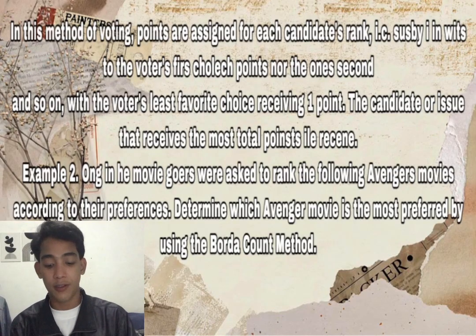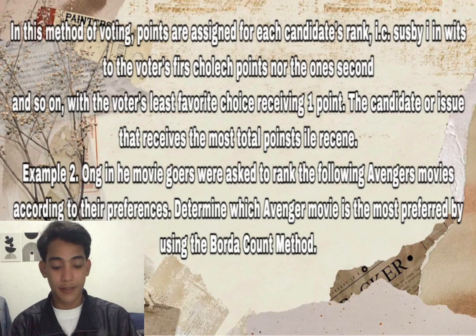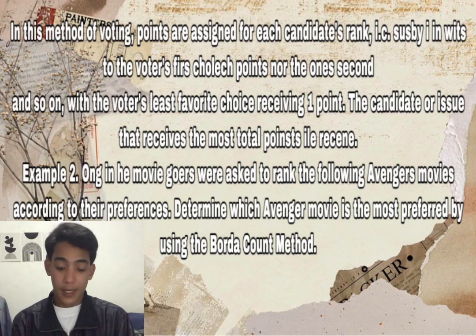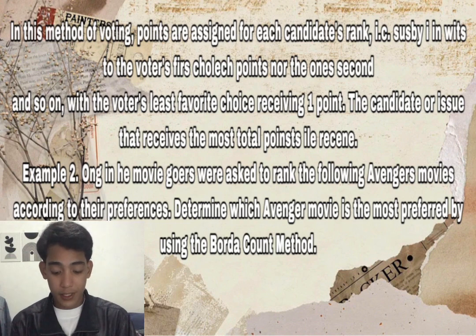So, Borda count voting method. Borda count is a voting method named after Jean Charles de Borda, who developed the system in 1770. In this method, points are assigned to candidates based on their ranking: 1 point for the last, 2 points for the second to the last, and so on and so forth. The point values for all ballots are totaled, and the candidate with the largest points total is the winner.